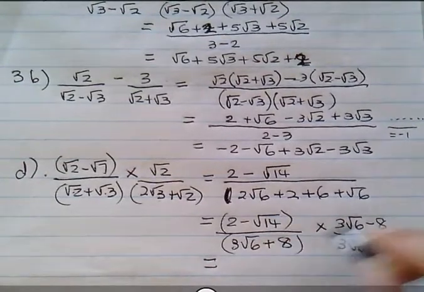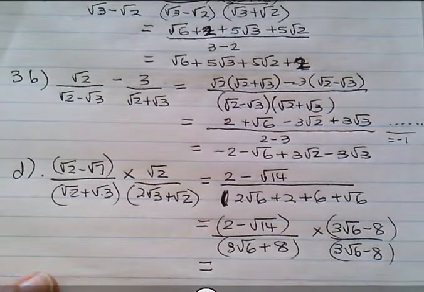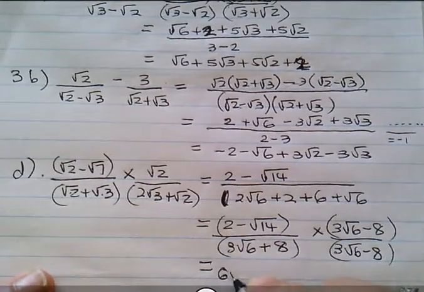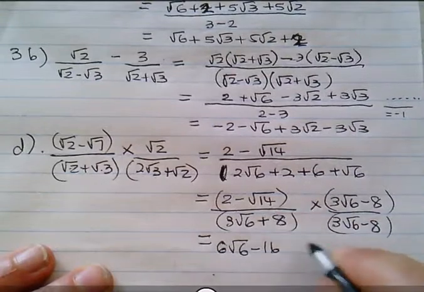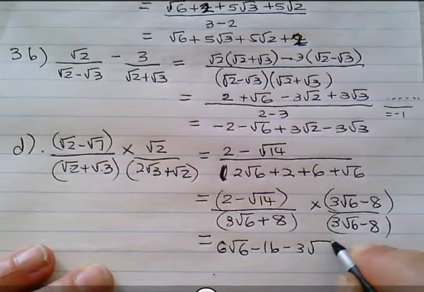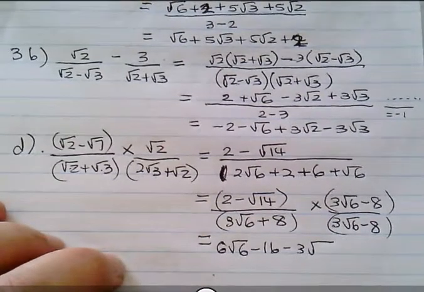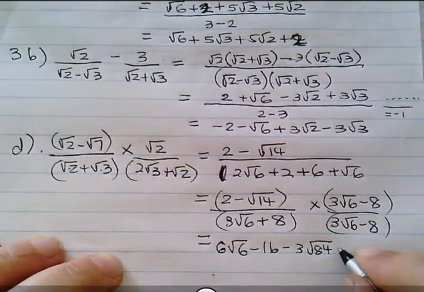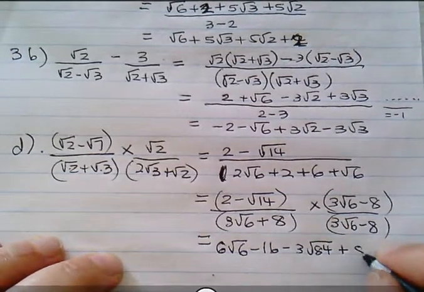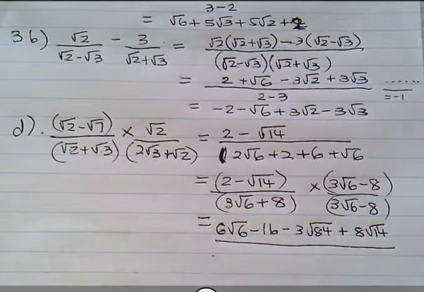Everything in brackets that is more than one term. And let's multiply. 2 times 3 root 6. So you do it and I'll do it here. 6 root 6 minus 16 minus 3 root 14, so 84, 84. So it's 60 and 24, 84, plus, is it 8 root 14, over, what have we got? 3 root 6 plus 8, 3 root 6 minus 8.